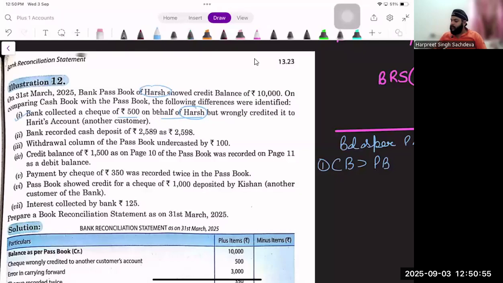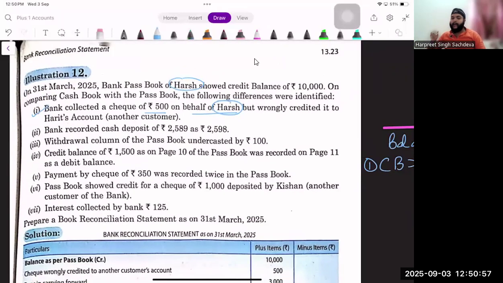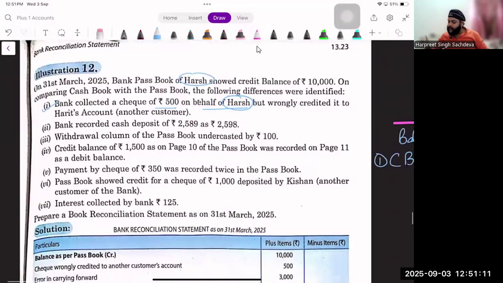Okay, Raja. Once again we can discuss. The bank collected a check of 500 on behalf of Harsh. It collected on our behalf. Okay. When a check is collected, we'll add it to the cash book. But they added it to someone else's account. So it means passbook will not increase. So cash book is greater than passbook. Now the second point: the bank recorded a cash deposit of 2589 as 2598.